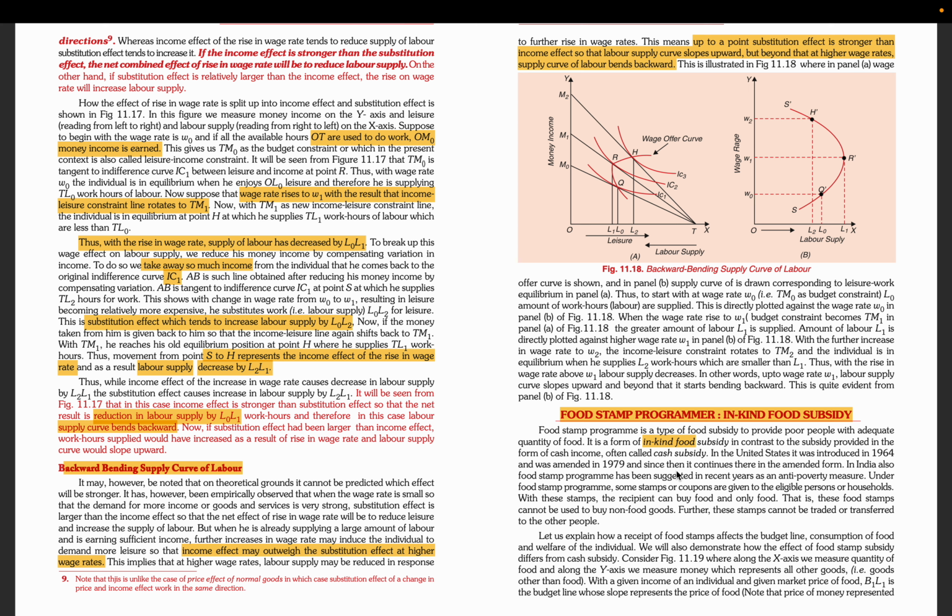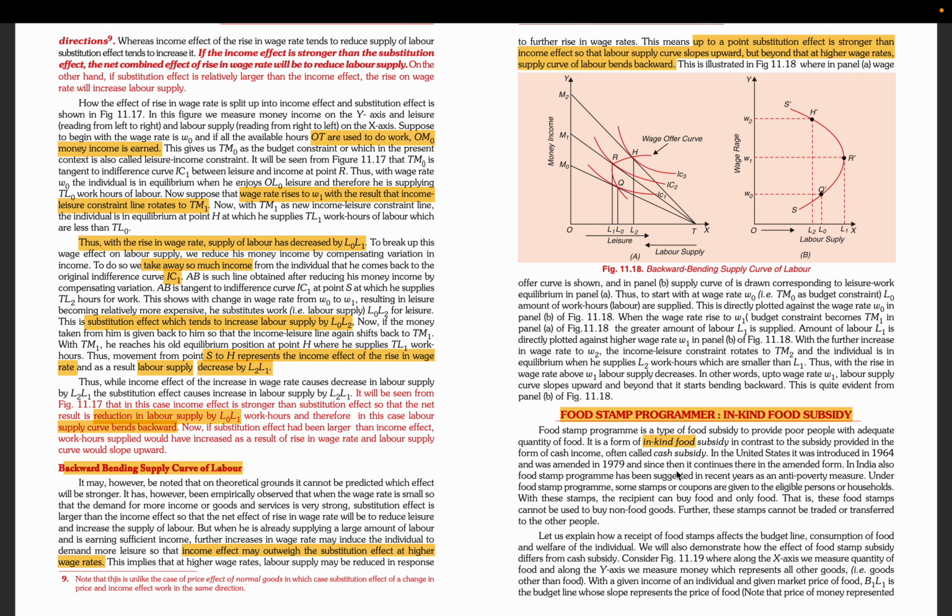Under the food stamp program, some stamps or coupons are given to eligible persons or households. With these stamps, the recipient can buy food and only food. That is, these food stamps cannot be used to buy non-food goods. Further, these stamps cannot be traded or transferred to other people.